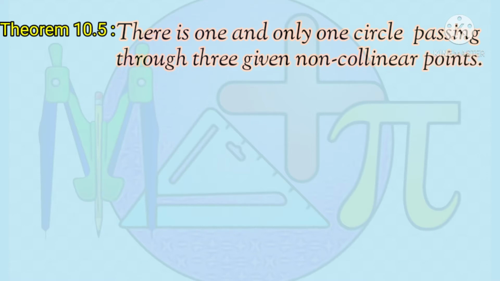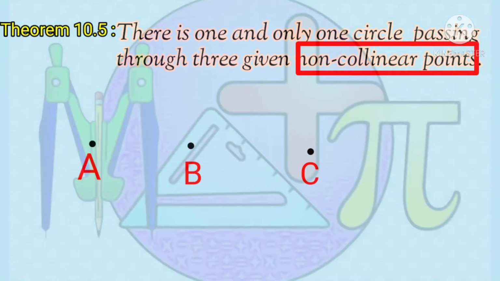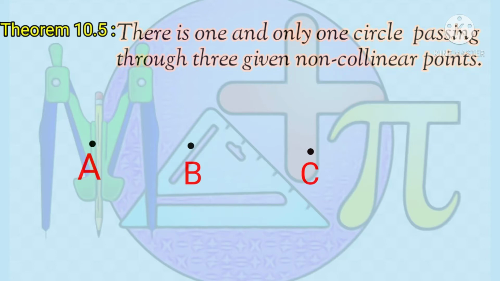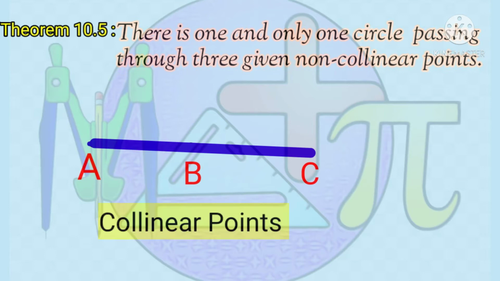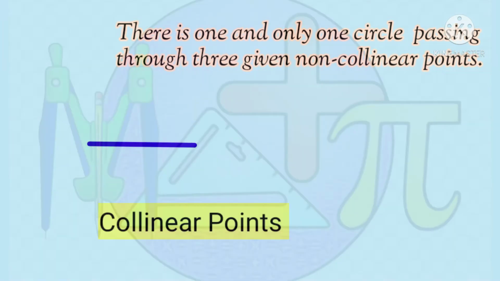Before starting to prove this theorem, let's clear our concept about collinear points and non-collinear points. Suppose there are 3 points A, B and C, and these points are in the same direction. If I join A to B, it gives a straight line, and then AB continued to C also gives a straight line. So A, B, C are collinear points because they are in a single straight line.